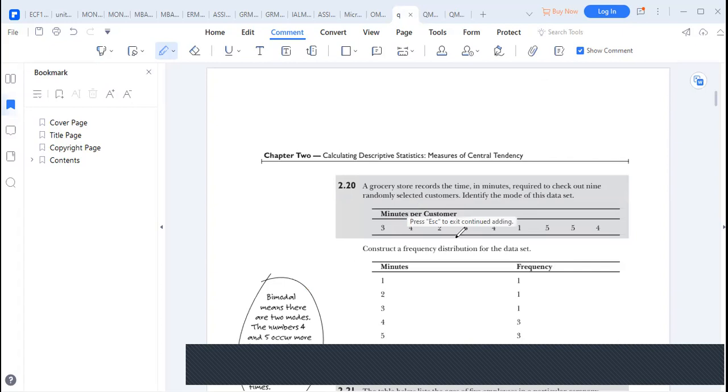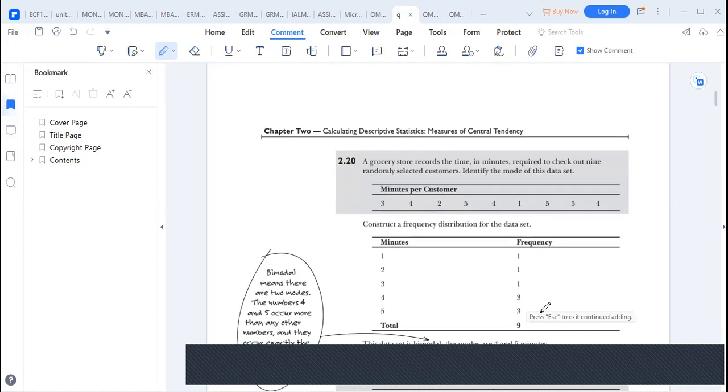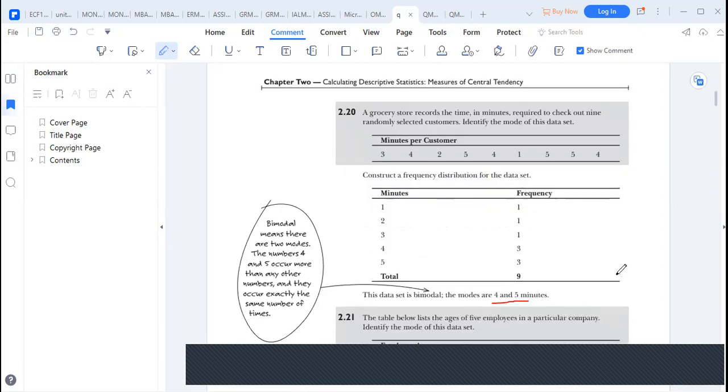Mode also can be done for these minutes that customers wait in a shop. So we've been given these numbers. We have the 1s, appearing once, the 2, once, the 3, appearing once, the 4s, appearing 3 times, the 5s, appearing 3 times. So as you can see here, we have a bimodal frequency, 4 and 5 minutes are the ones appearing the highest.